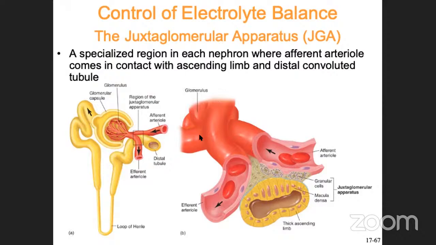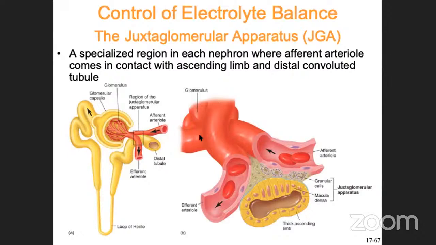The electrolyte balance is also controlled by a special structure of the kidney. We call it the juxtaglomerular apparatus, or JGA, and it is a specialized region in each nephron where the afferent arteriole comes in contact with the ascending limb and the distal convoluted tubule. All right, so they have three components here: the afferent arteriole, plus the ascending limb, and also the distal convoluted tubule. All right, three components.